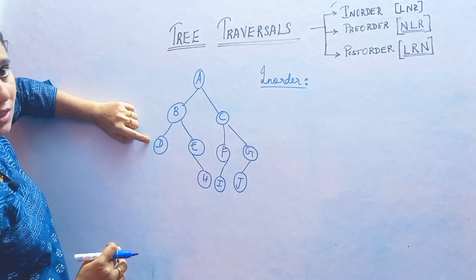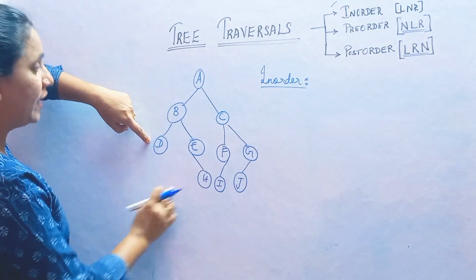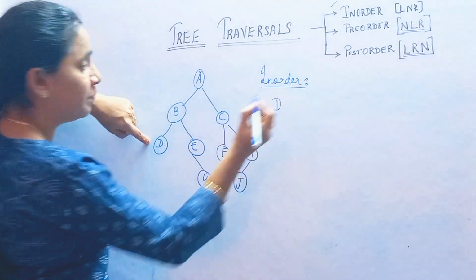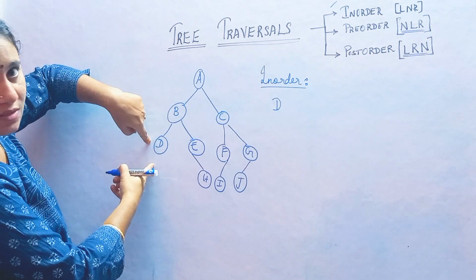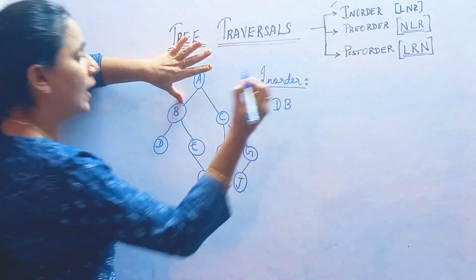So if you see, D is my left node, and there is no child. So I can write it directly as D. Okay, so left is being completed, isn't it? So now move to B. B is my root node, I am going to write it.